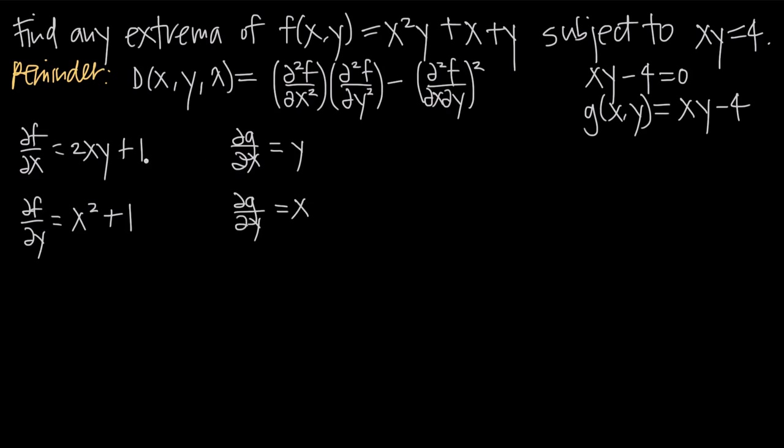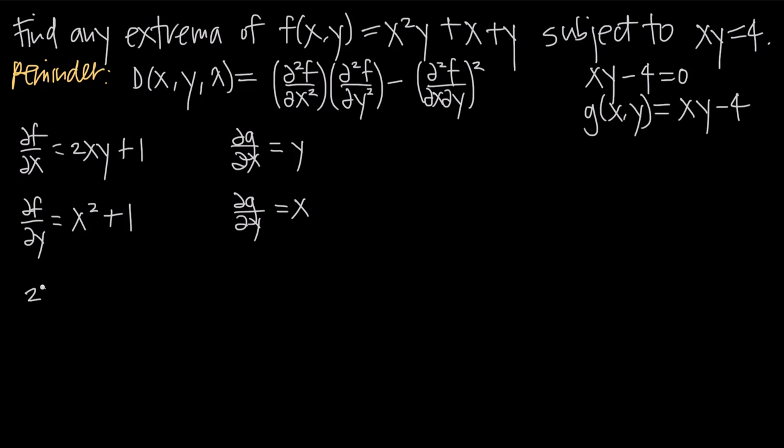And now that we have all 4 of our first order partial derivatives, Lagrange multipliers tell us that we can set up these two equations. We're going to set corresponding partial derivatives equal to one another. So we're going to set the partial derivative of f with respect to x equal to the partial derivative of g with respect to x.